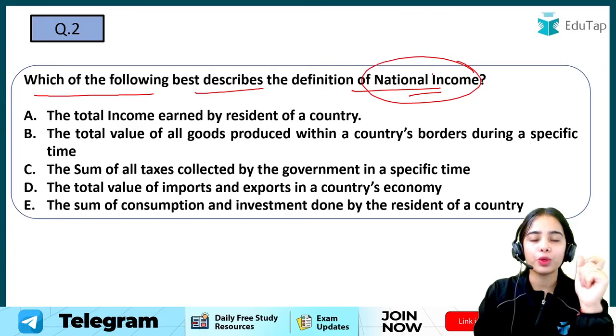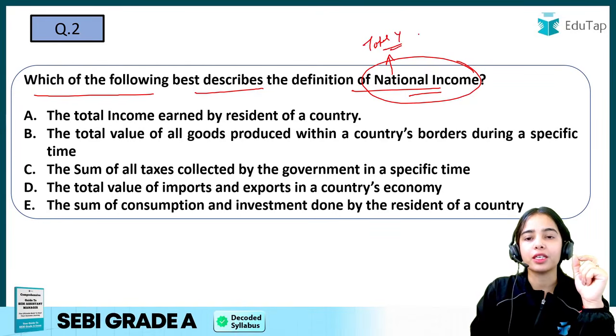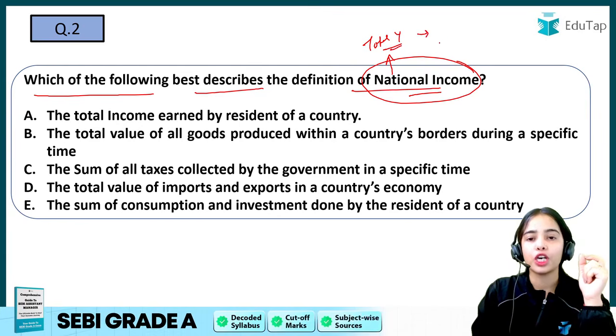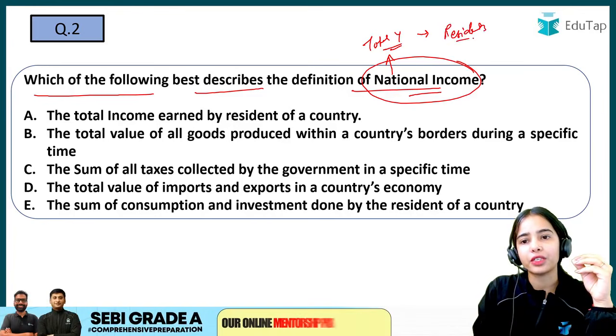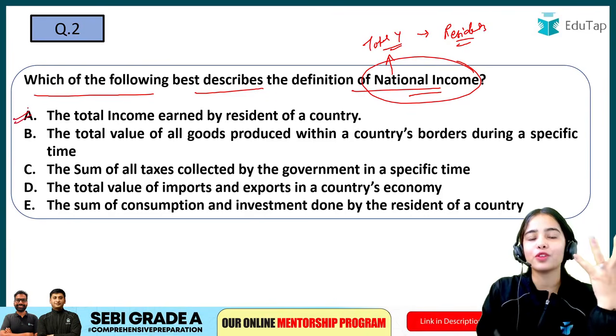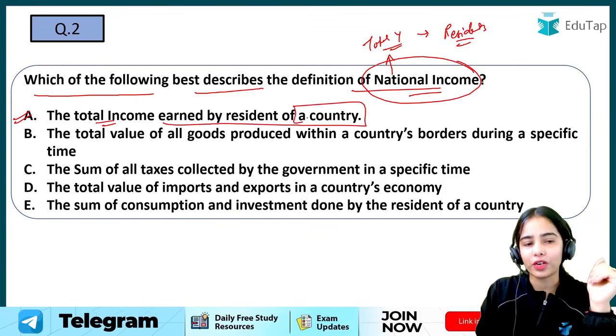So national income, I hope you know that the national income is the total income that is generated by the normal residents of a country. So the national income is the total income that is generated by the residents of the country. Okay, so here directly, if you know about the national income, A is the answer. The total income earned by the residents of a country.